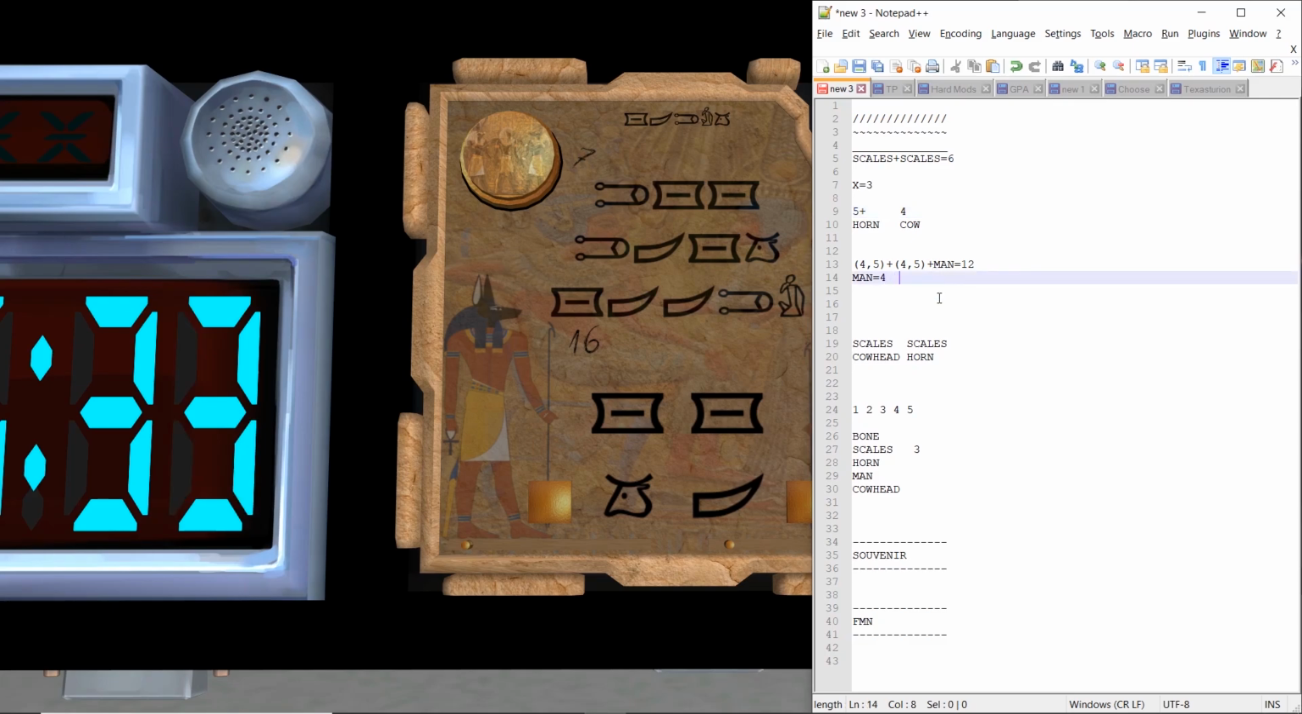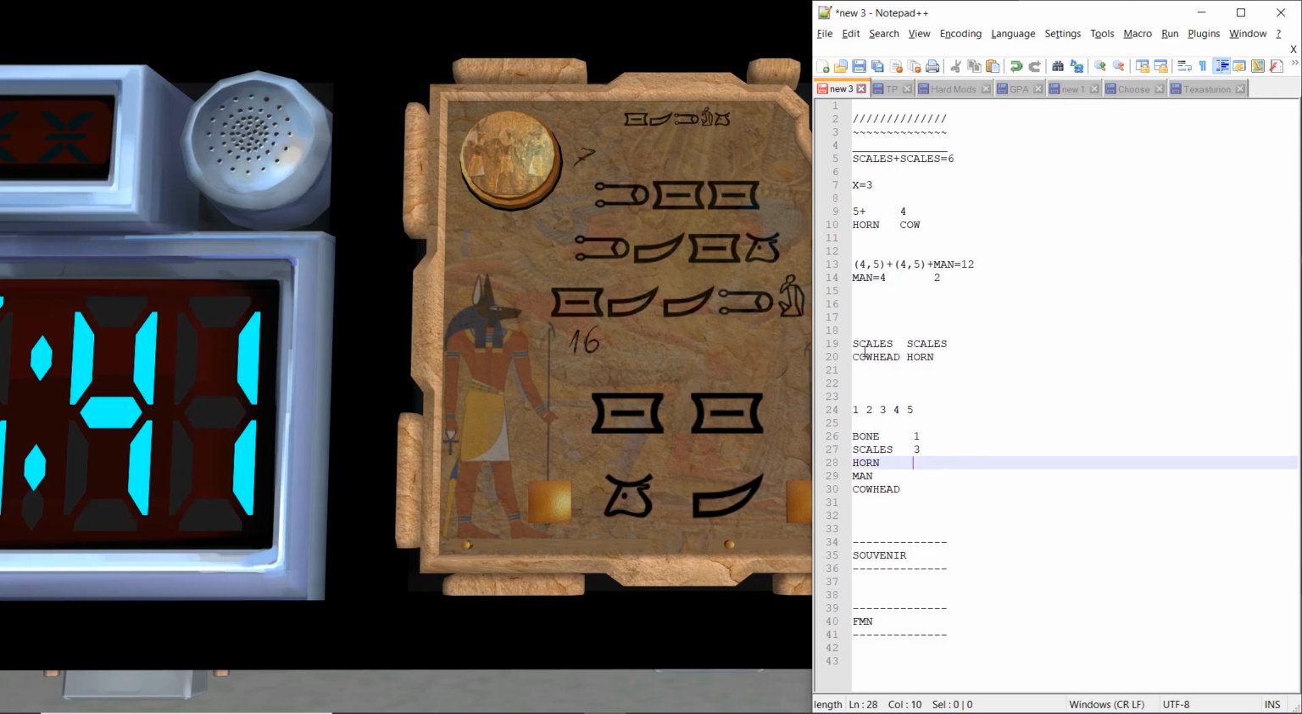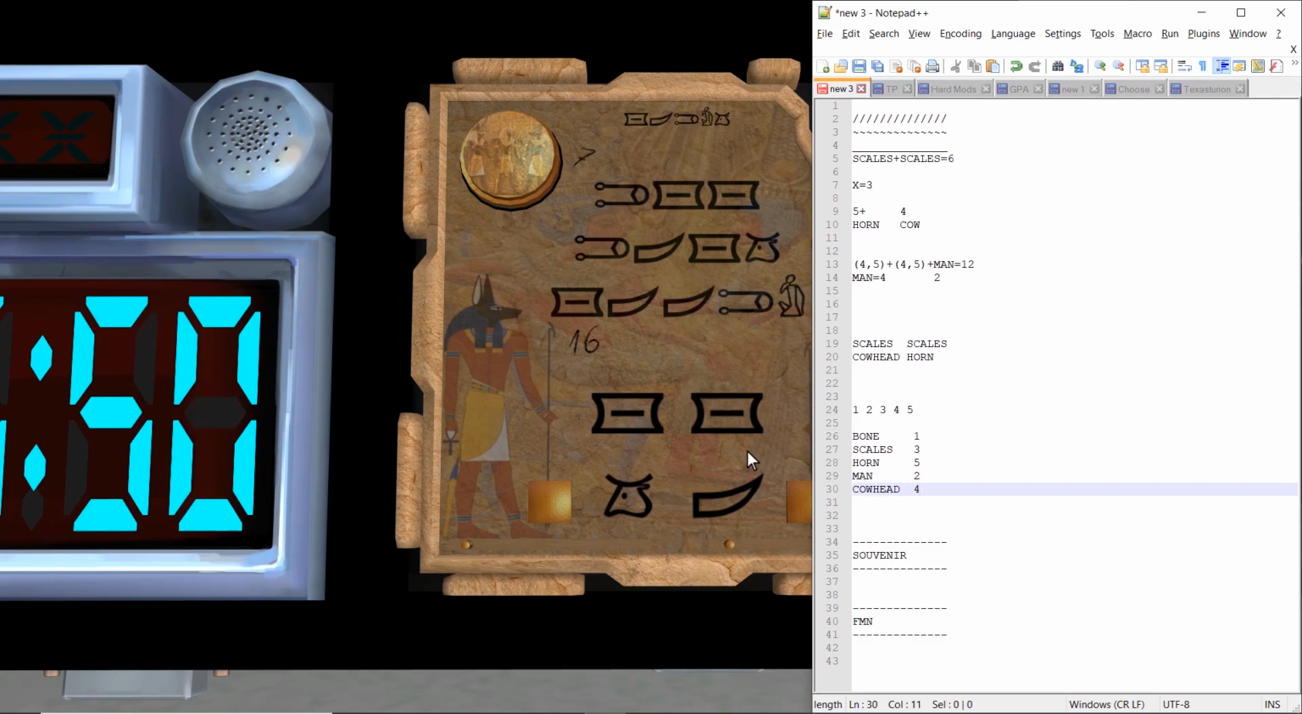And man equals 2. Man, speaking so hard when it's like 1 at night. Horn is 5. Man is 2. And cowhead is 4. Good, now we found out their values.